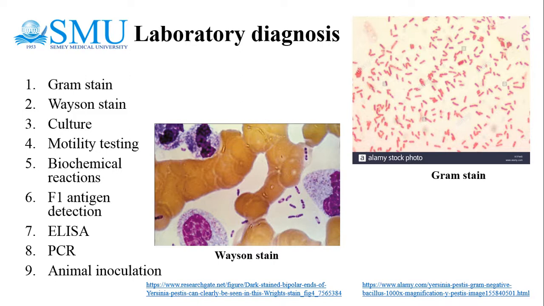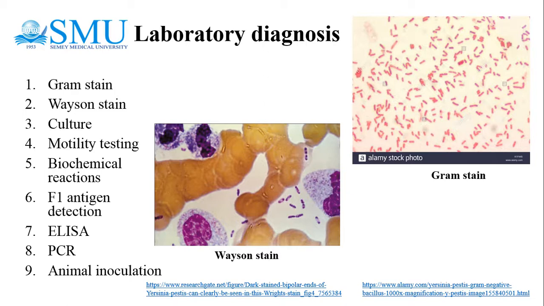And direct microscopy: Gram staining reveals presence of pus cells and Gram-negative oval coccobacilli with rounded ends surrounded by capsule. This is Gram stain, this is Wayson stain, or methylene blue staining. Wayson stain or methylene blue staining demonstrates the typical bipolar or safety pin appearance. Two ends are darkly stained with clear central area.